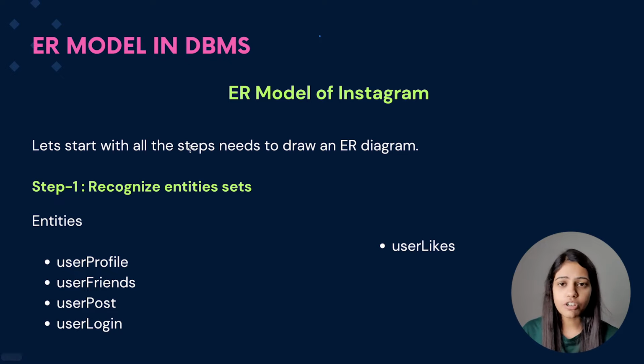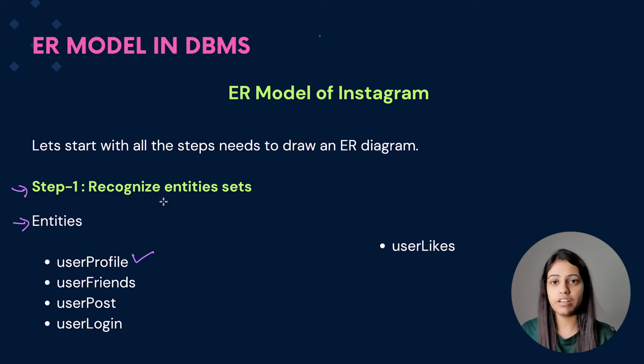Now, let's start with all the steps which are needed to draw an ER diagram. The steps which I told you in the last video, we would be going step by step and we would be formulating an ER diagram. So step 1 was recognizing all the entities. Here the entities are user profile. So a user might be having a profile. I told you that firstly what happens is the user creates a profile. So there is a user profile which is created. User profile is the first thing.